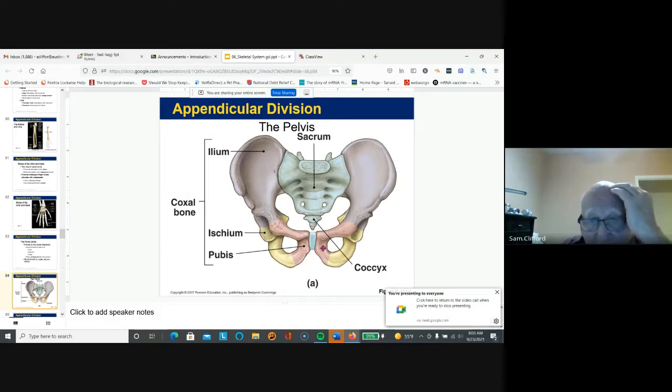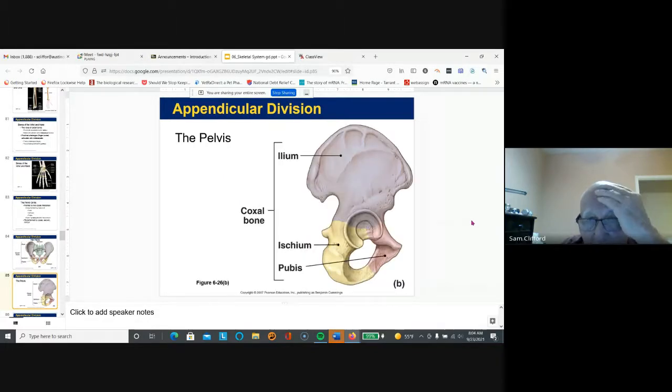So you should recognize the pubis as the anterior bone. This is the pubic symphysis. The ischium is posterior, and the ilium is the large coxal bone made up of ilium, ischium, and pubis. We'll look at some additional information, and I'll point out what you should know. So the ilium, you should know that this is called the acetabulum. So here's your pubis, and here's your ischium, the three bones that make up the pelvis.